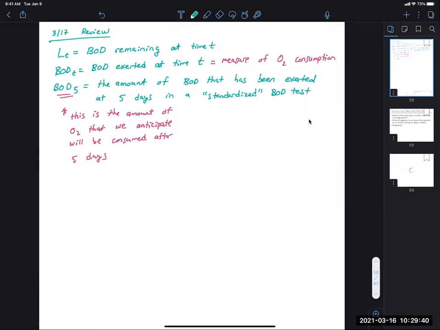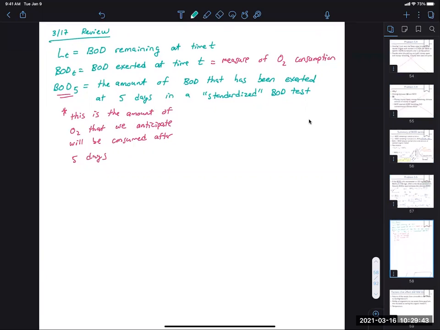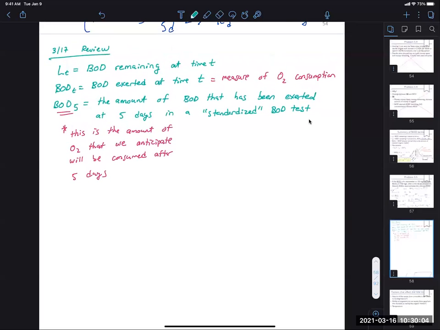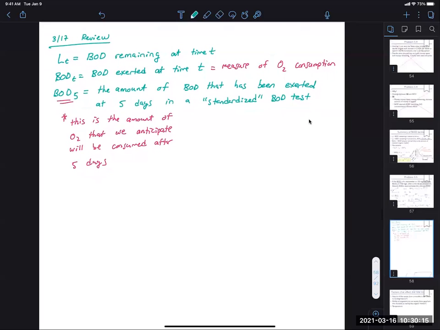So last time we left off with our discussion of biochemical oxygen demand. We discussed the different terms to describe BOD, and we also discussed the typical BOD5 test. So just to review those, in our analysis of BOD, we said that L sub T is equal to the BOD that is remaining in the system at time T. So if we were to sketch what this looks like, we have L of T that looks like this.